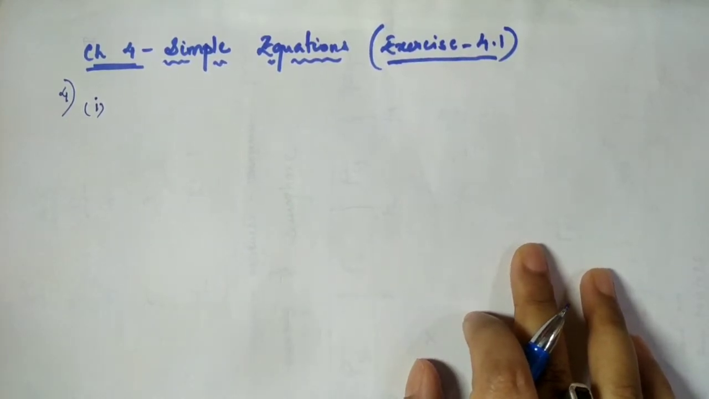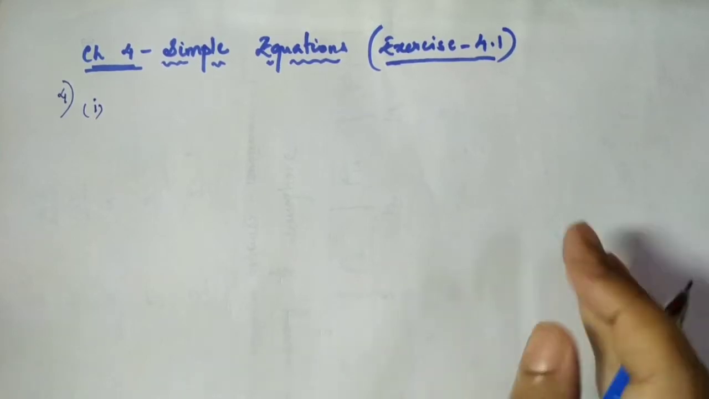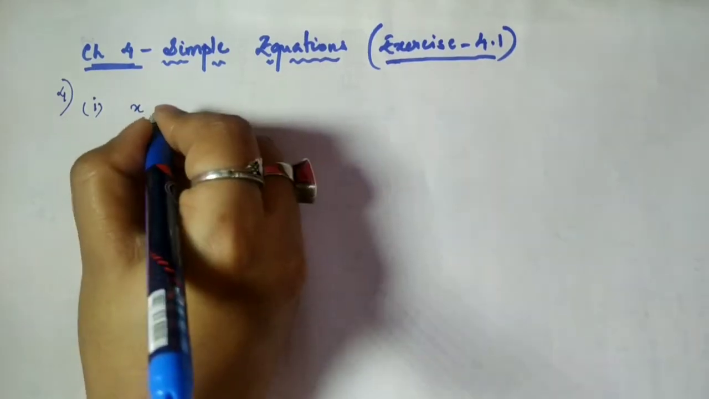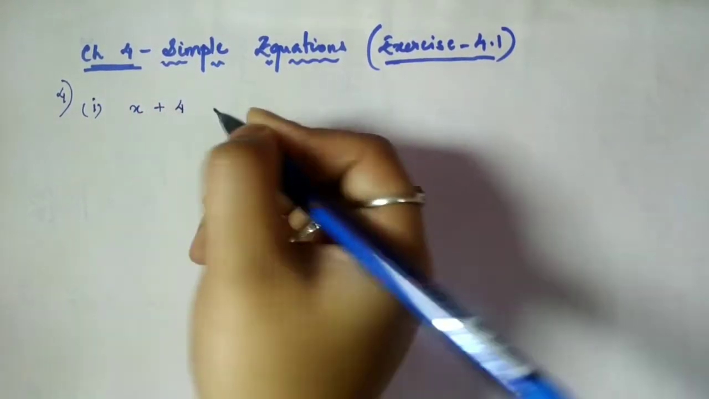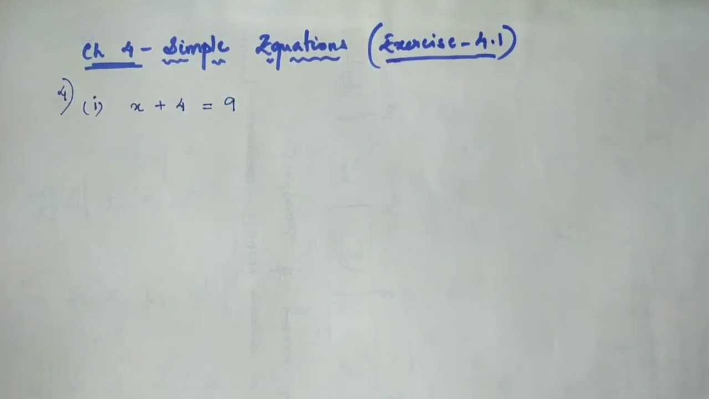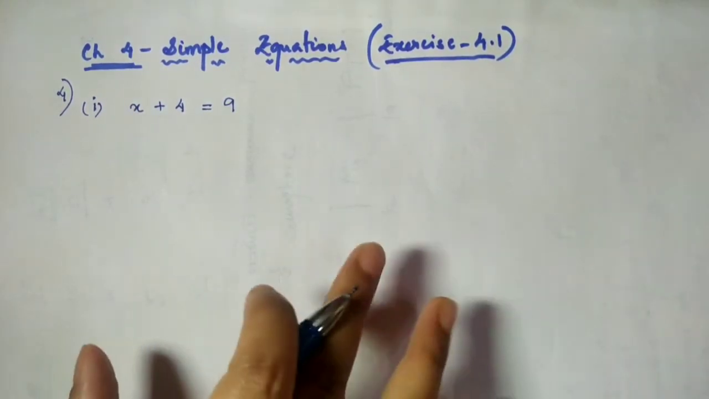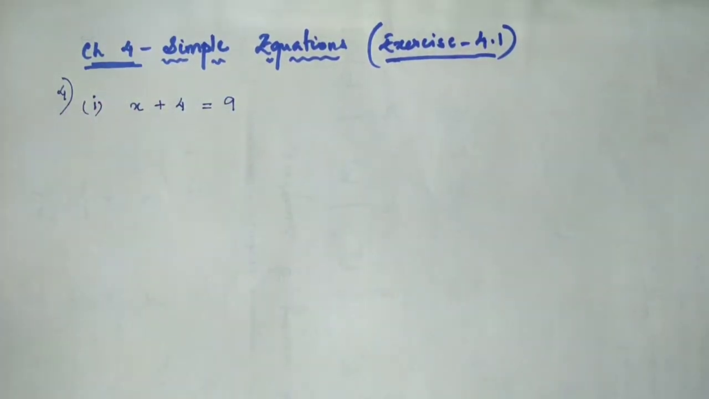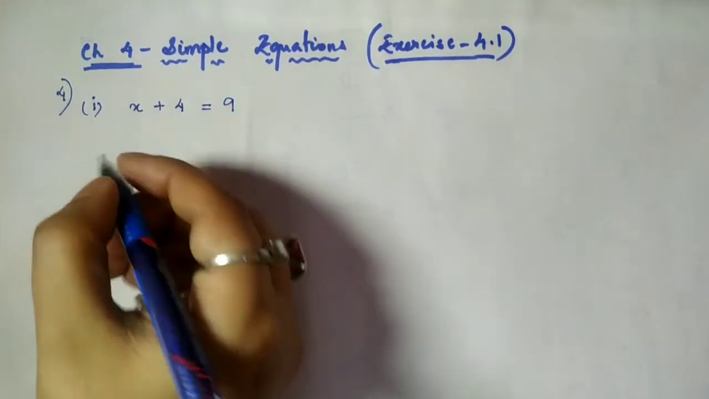So see here, it's given the sum of the numbers x and 4 is 9. Sum means plus, is means equal to 9. So this is my equation. You have to form the equation. When you write in your notebook, please write down the statement and then in the next line write down the equation. I'll be showing you others.